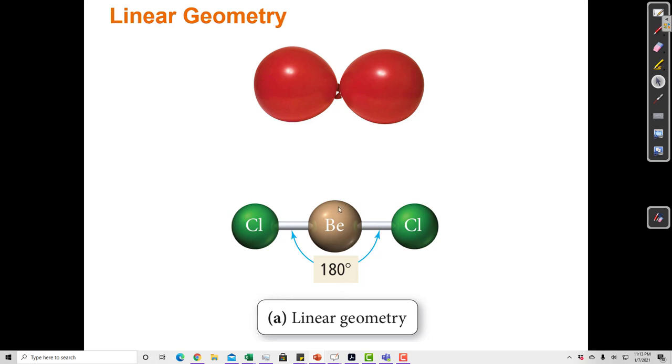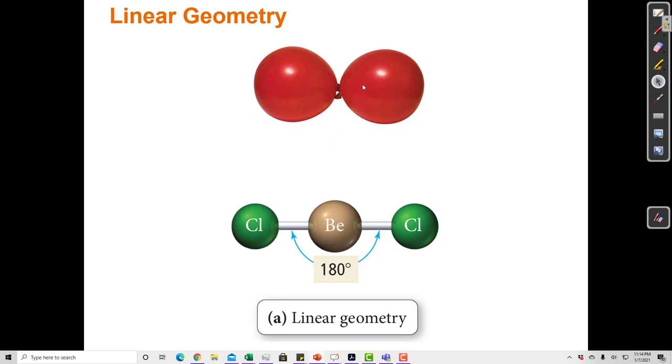The linear geometry, when we're thinking about the orbitals that are involved in these bonding pairs of electrons. So remember that the electrons around an atom are in orbitals, and we call those orbitals S orbitals, P orbitals, D orbitals. When the electrons are in a bond between two atoms, like this, then the orbitals change shape.